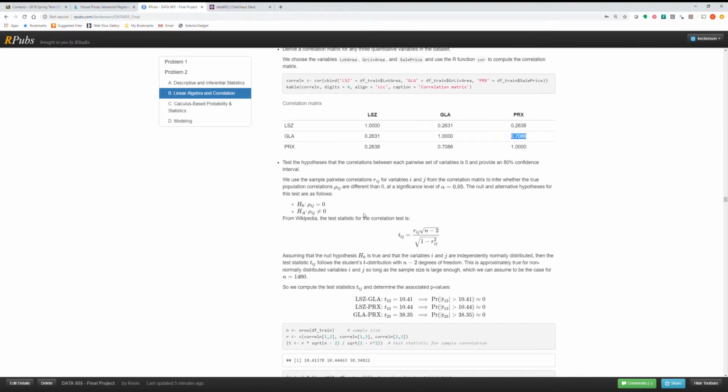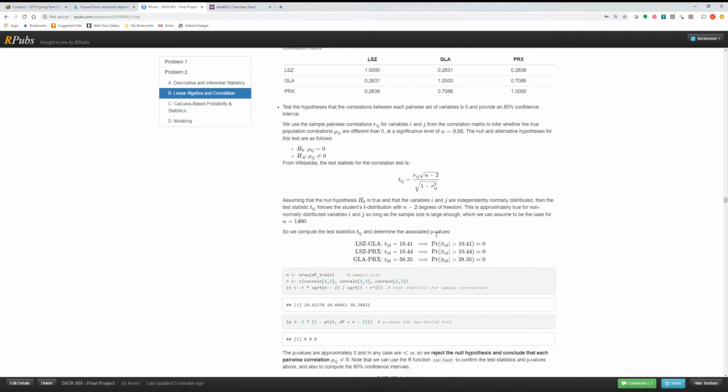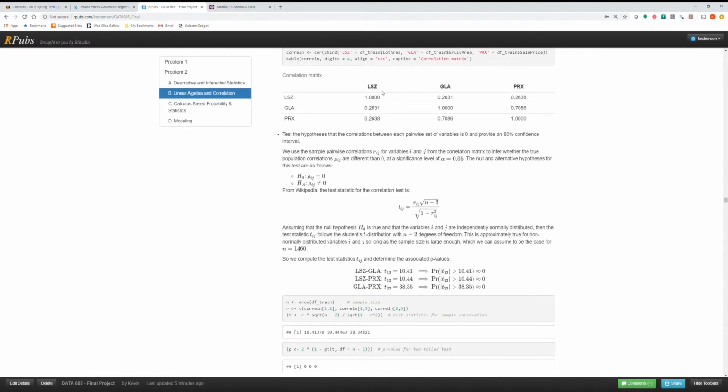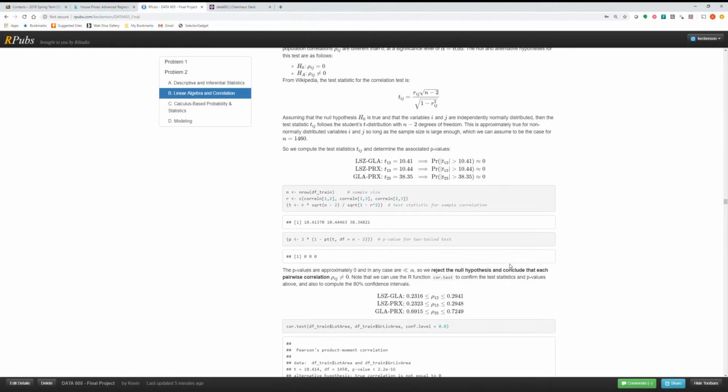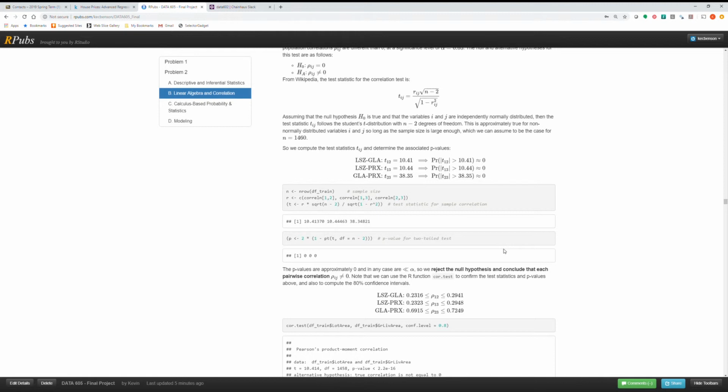Next, we're asked to test the hypothesis that the correlations are 0 and provide an 80% confidence interval. Here, the test statistic is given by this quantity. And what we do is we compute this for different pairs in the correlation matrix among lot size, gross living area, and sale price. It turns out that R has a correlation test function, so we can more easily use that rather than computing the test statistic by hand.